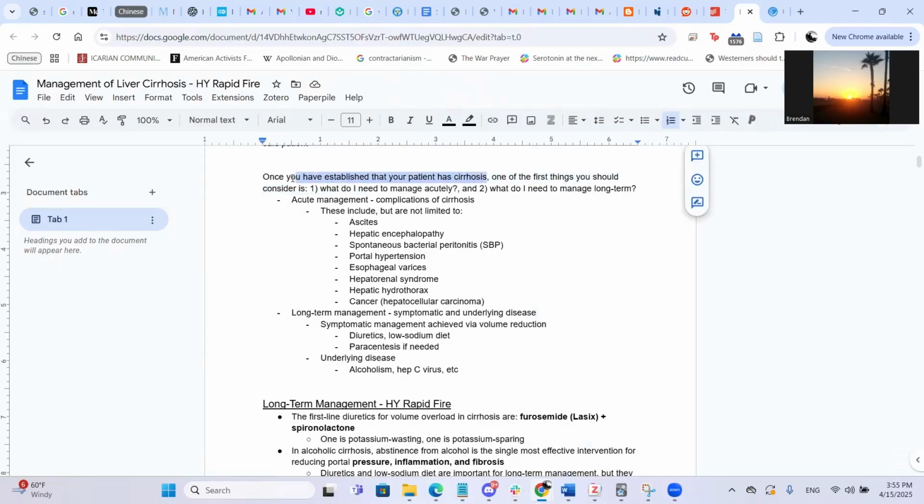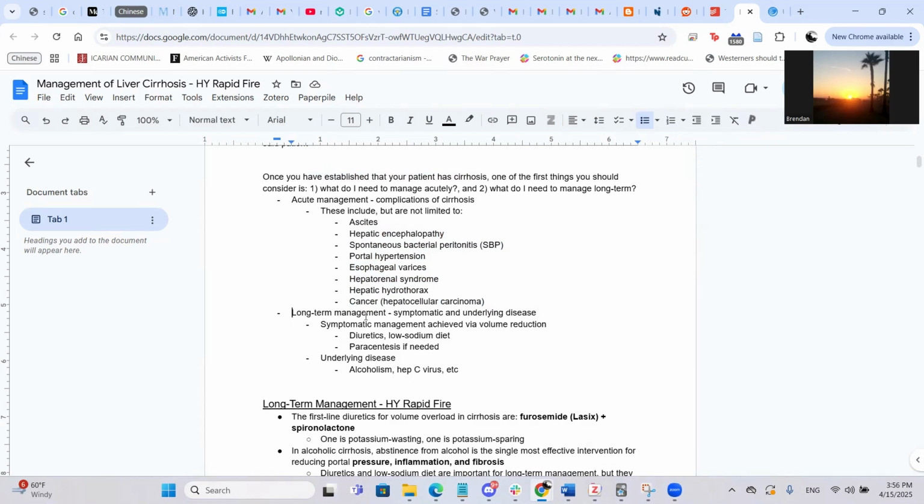Once you've established a diagnosis of cirrhosis in your patient, one of the first things that should come to mind is, what do I need to do to manage this patient acutely, and what do I need to do to manage them chronically? On the acute side, that's mostly going to pertain to complications of cirrhosis. These are some of the many complications of cirrhosis. It doesn't include all of them, but these are some of the most important ones to keep in mind. For long-term management, that's mostly going to be managing symptoms of cirrhosis and or the underlying disease or cause, if you can identify one.